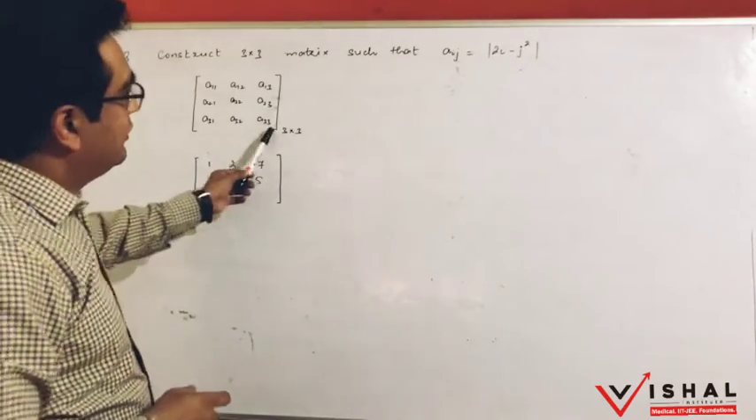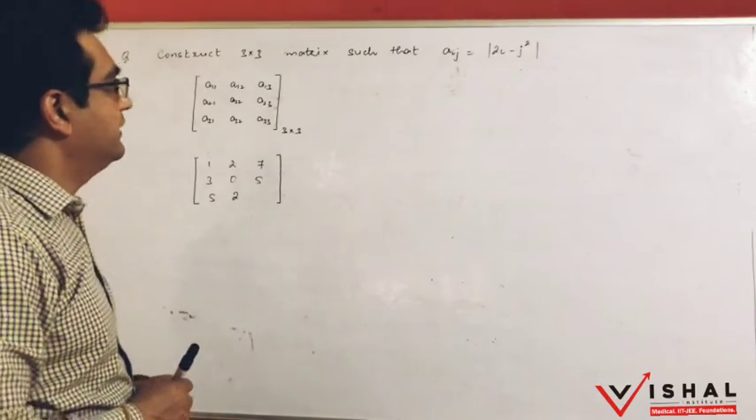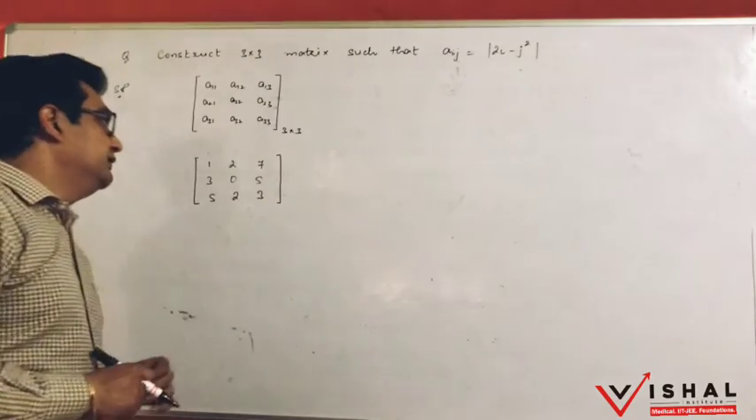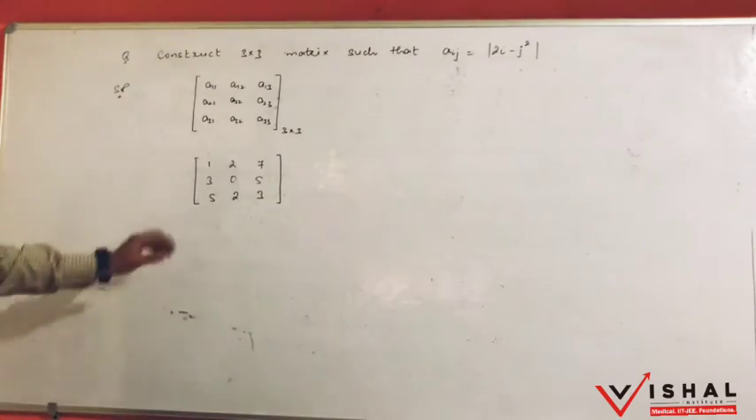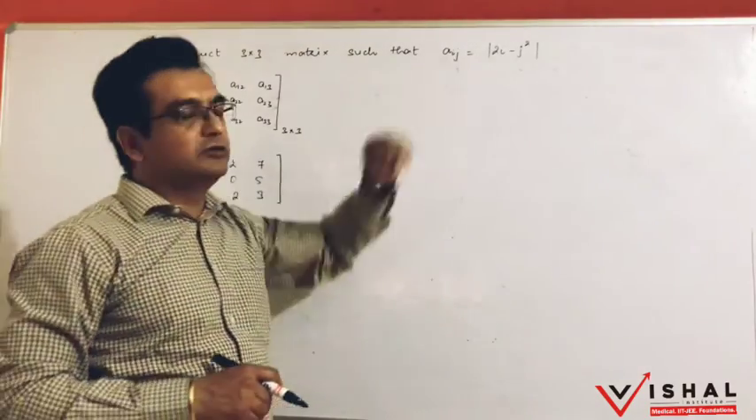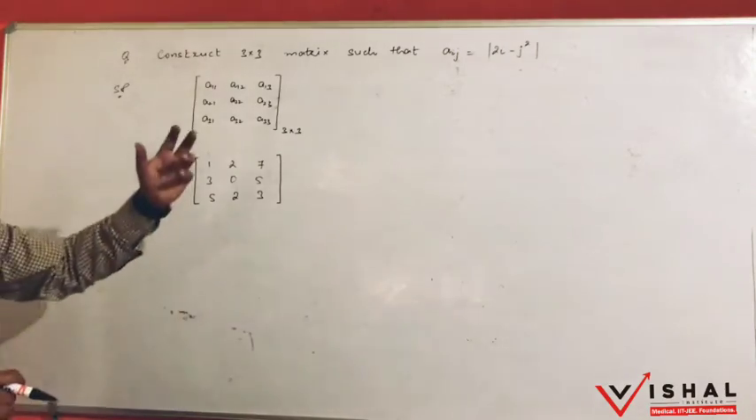And 3, 3. Now i is 3, so 6, and j is 3, so 9. 6 minus 9 is minus 3. It is in the mod bracket, so it is positive 3. So this is a 3 cross 3 matrix where Aij is given by this. So similarly, you can find any matrix if the relation is given to you.